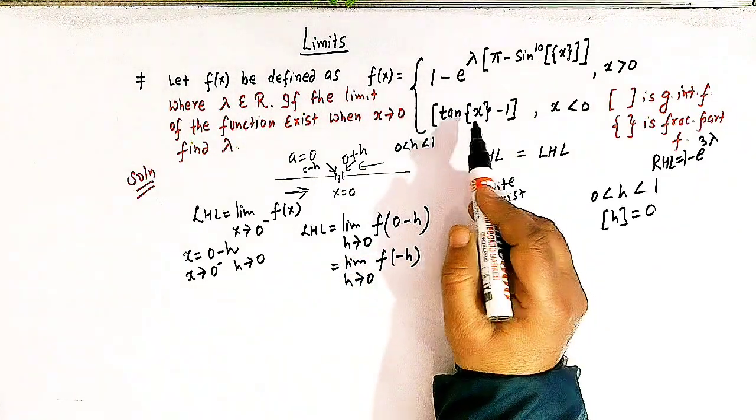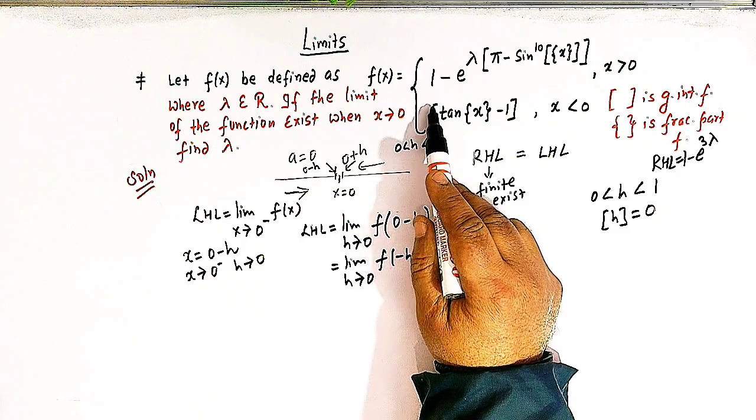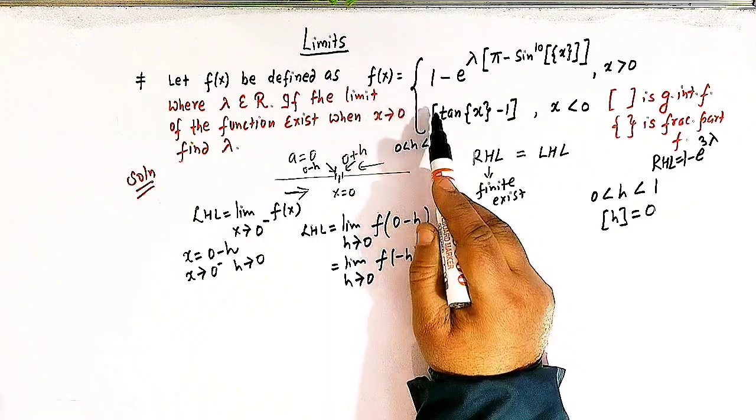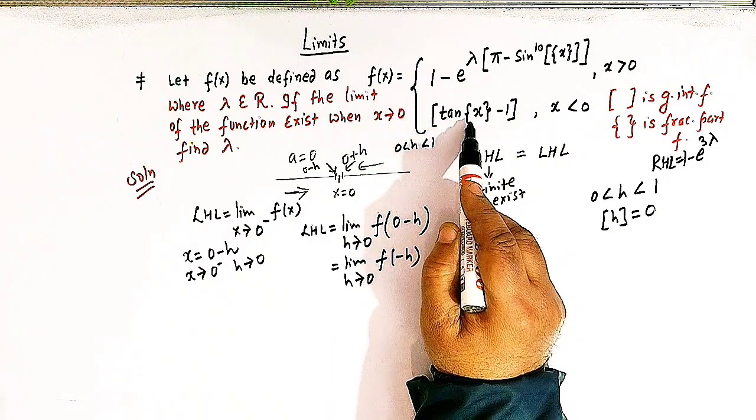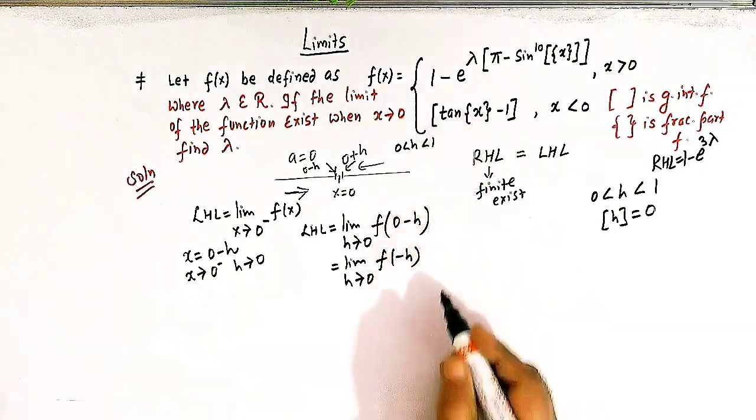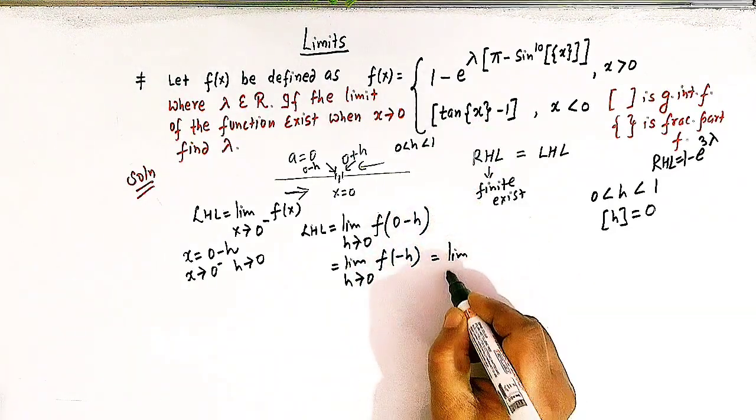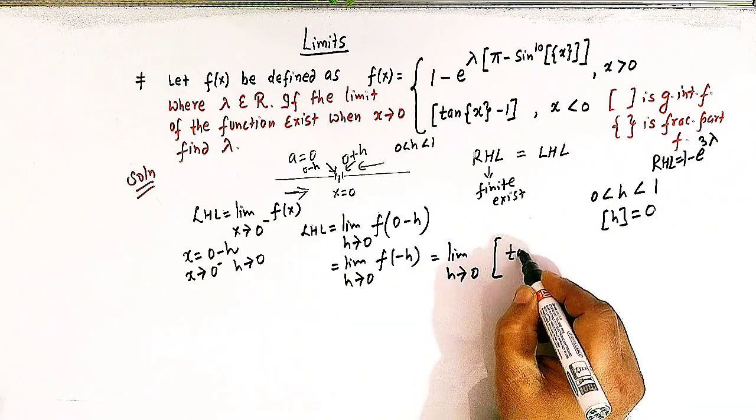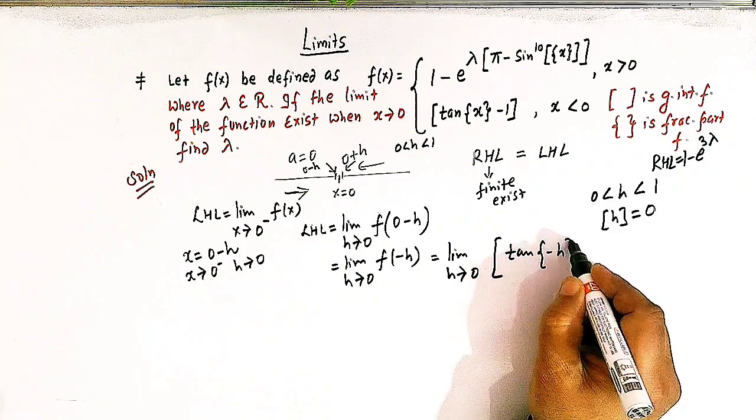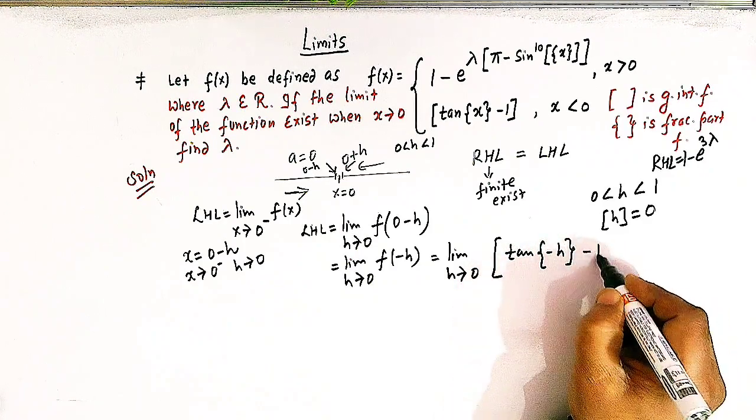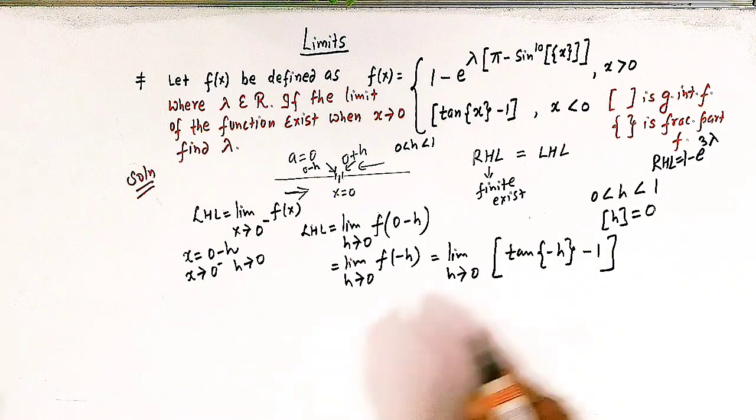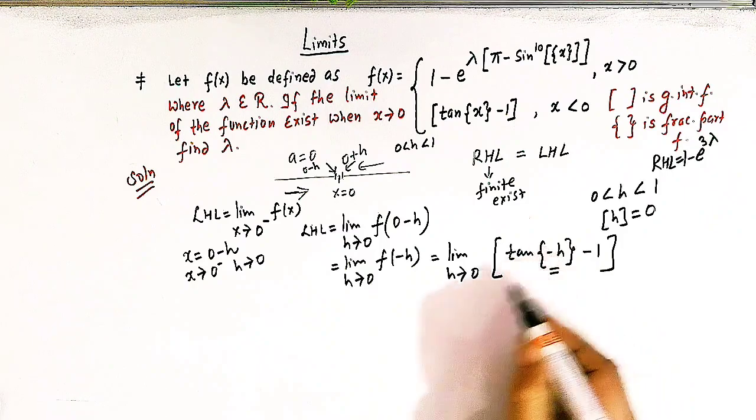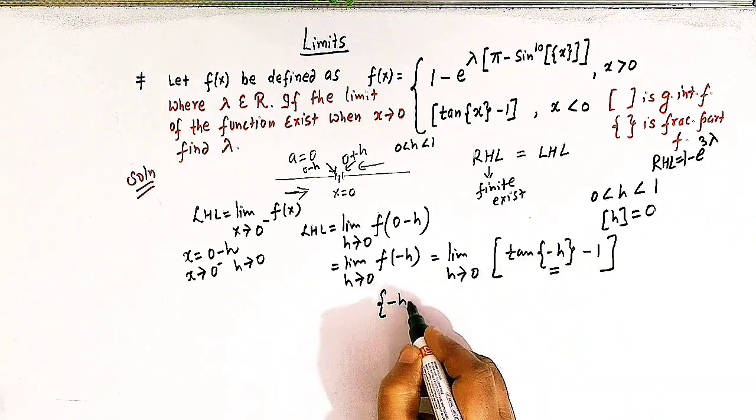Okay, so now here we have the function that is for x less than 0, f of x is the greatest integer of tan of the fractional part of x, minus 1. So now we have the limit as h tends to 0 of the greatest integer of tan of the fractional part of minus h, and here we have minus 1, right? Okay, so now let us take this expression, that is the fractional part of minus h.